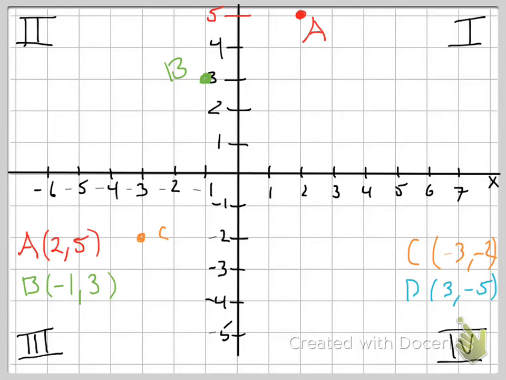We'll do a point D, which is (3, -5). So it's +3, so we'll go right 3, and we'll go to the third elevator. -5 will go down 5 floors. Okay. And we'll do another point. We'll do a point E, (5, 0). Okay, so we're going to go to the 5th elevator, and the 0 tells us not to go up or down. That's it. We're just there.